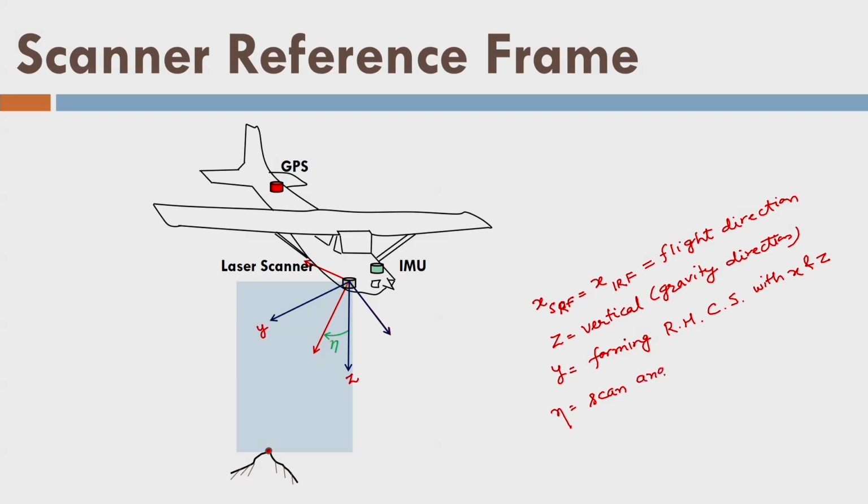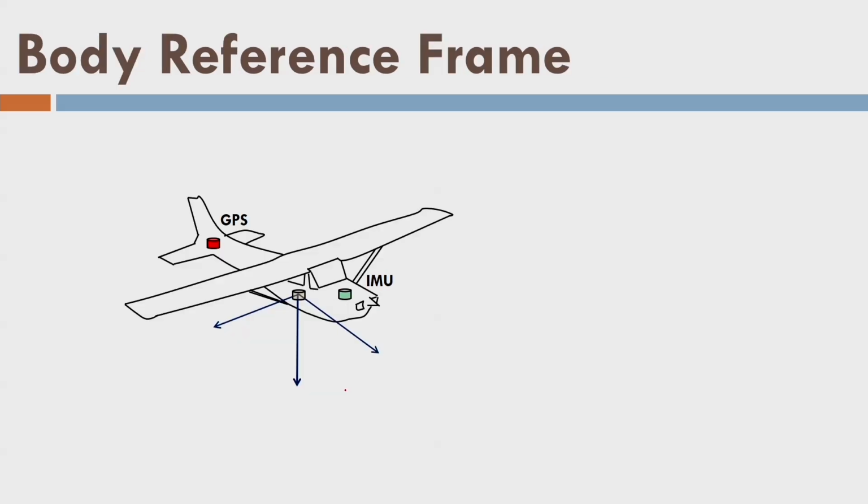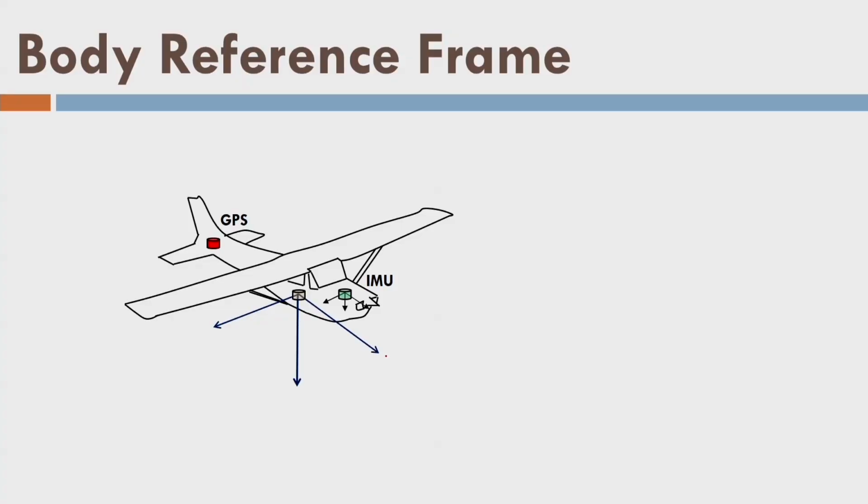So this is the angle of laser pulse with respect to the vertical. So this direction here, gravity direction here. Let us understand the body reference frame. We are showing the scanner reference frame in blue color, and now I show the body reference frame located at the IMU like this.